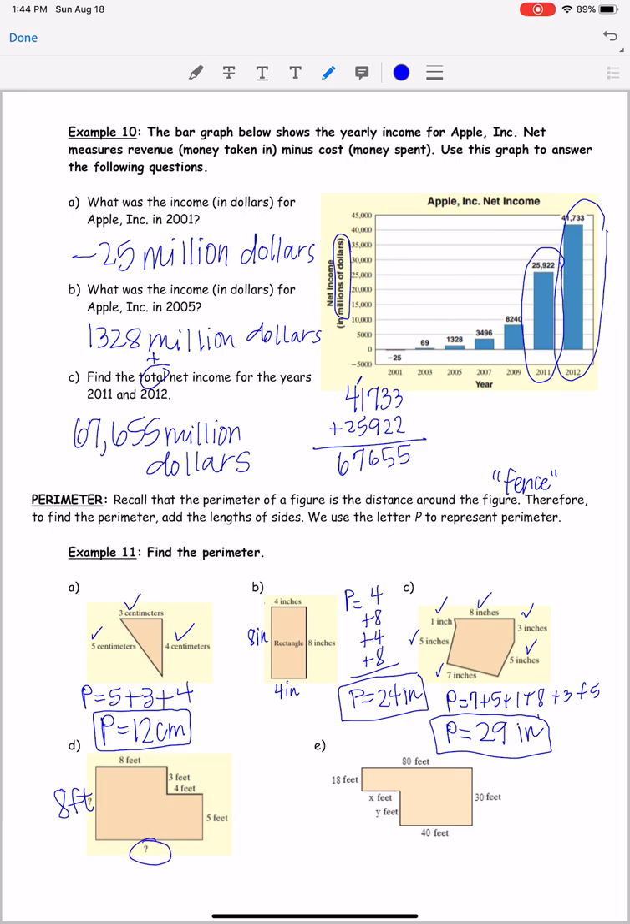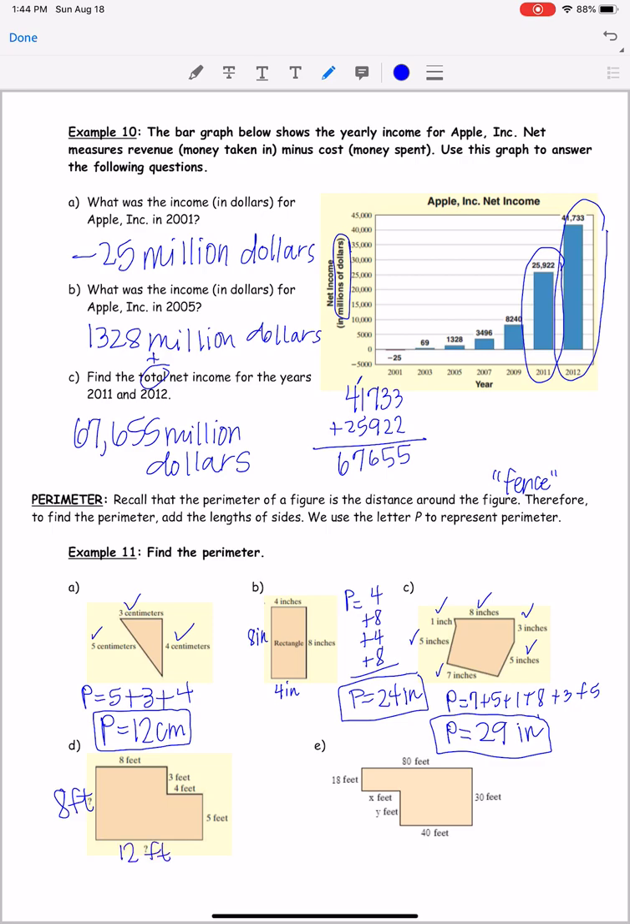Same thing with this side down here. This side is made up of this portion here because it'd be from here to here. That portion is 8. And then this portion here, that would be this right here, which is 4. So 8 plus 4 is going to make this side here 12 feet.